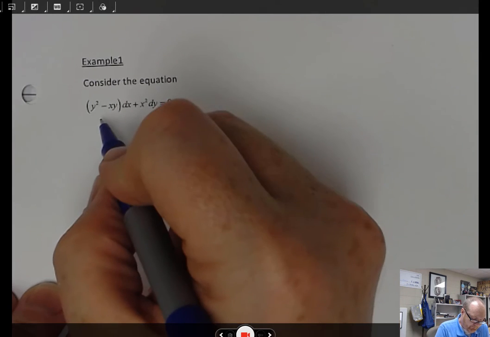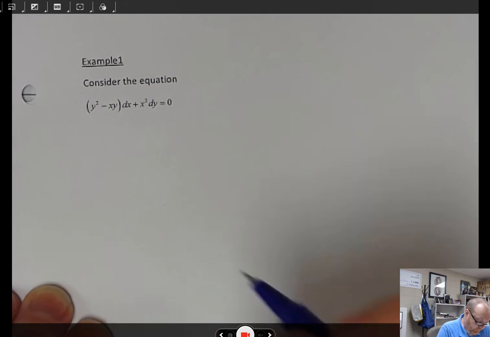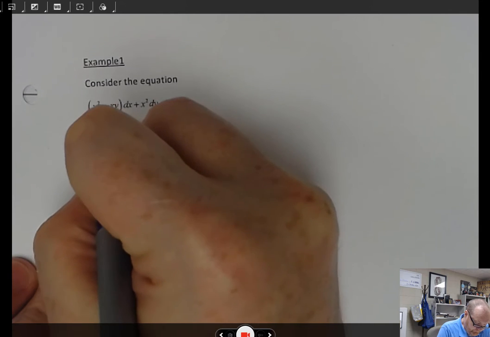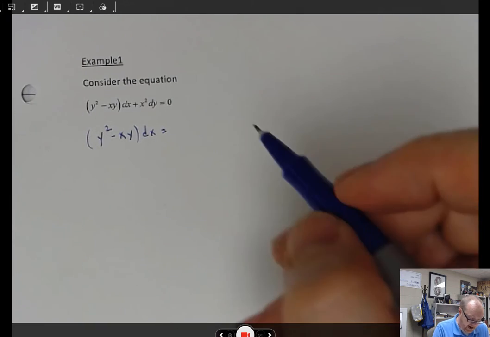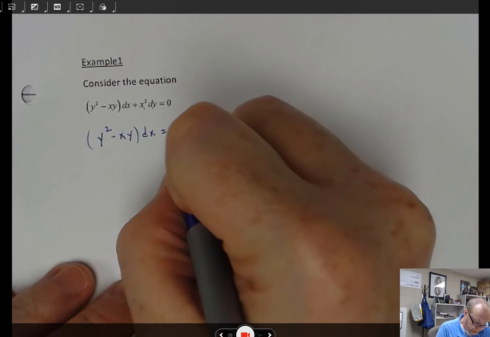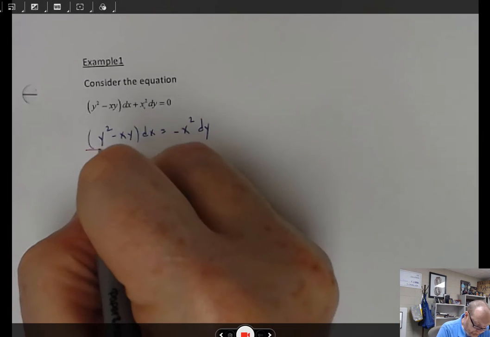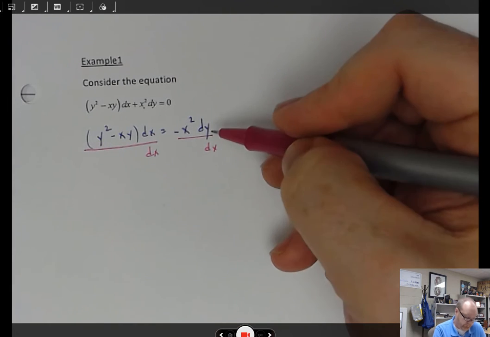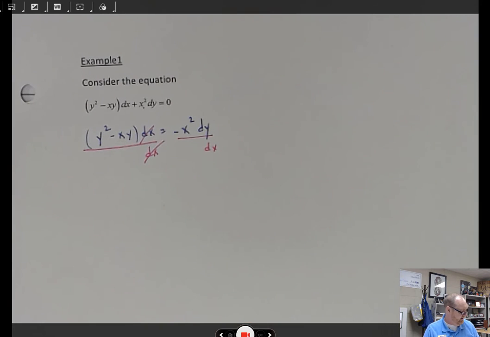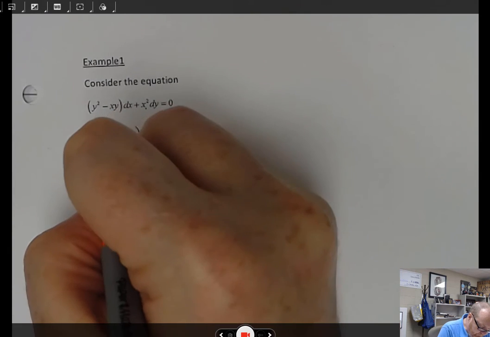So if I want dy over dx, I need to first get these two terms one away from the other. It doesn't matter what you decide to move. Excuse me, I'll move this x squared term. Okay, so if I want dy over dx, then I can divide both sides by dx, and there it is, dy over dx. These go away. But I also need to get rid of this x squared term, so I'll divide through by a negative x squared.